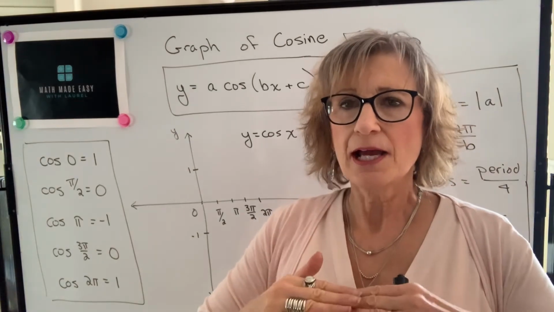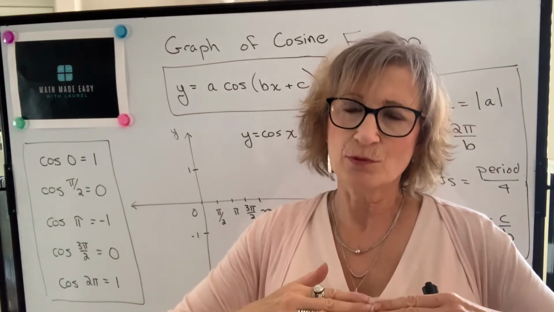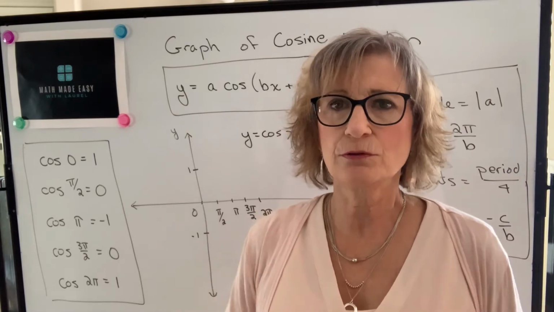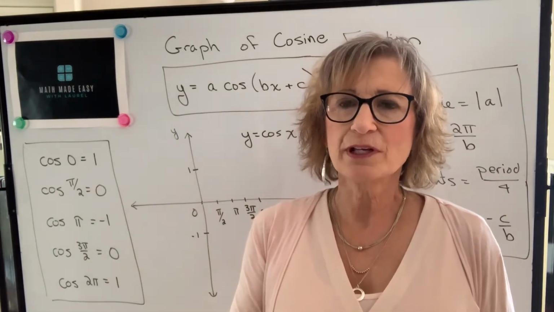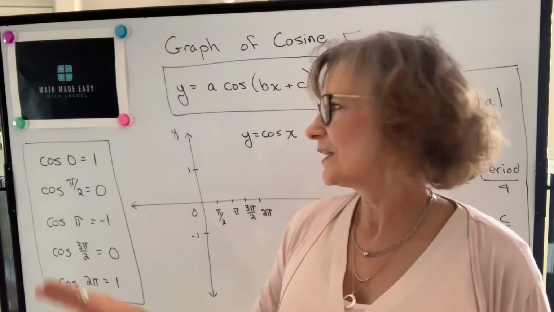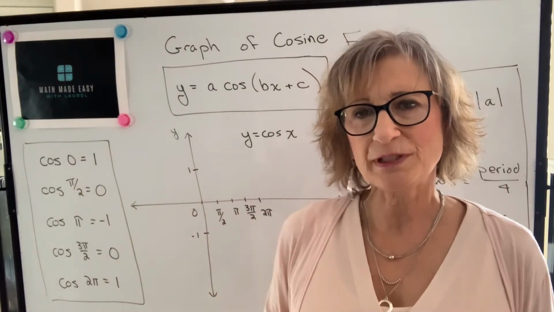Again, our x-axis has to be our angles expressed in radians. It doesn't work if we do degrees. And these are the same values of x that we had for the sine function, but because it's the cosine function, our y values will be different.